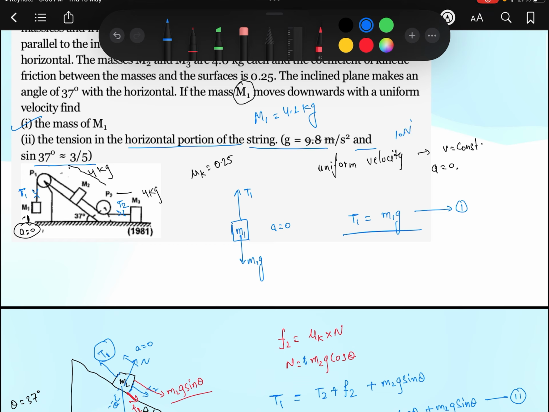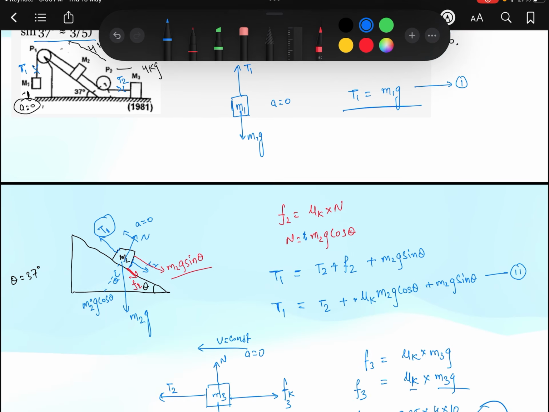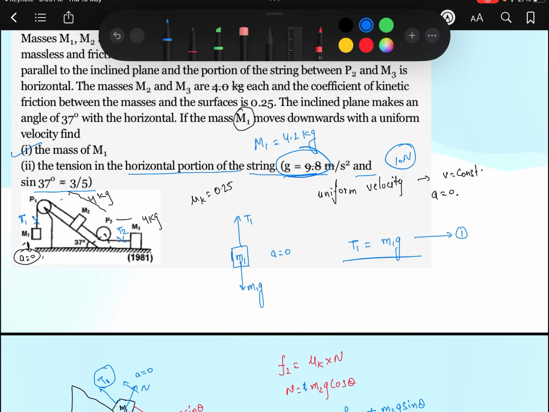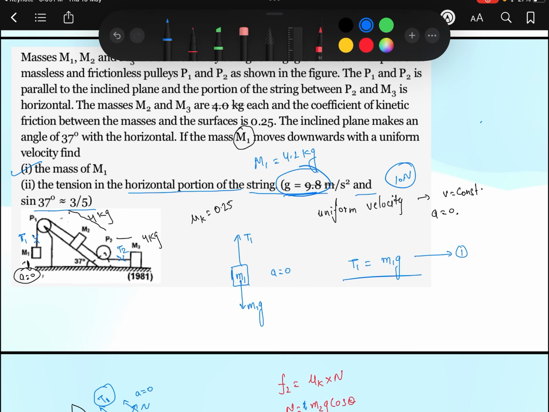Actually we had to use the value of g as 9.8, but since we are using 10, we are getting F3 equal to 10 Newton, that is equal to T3. If we use g equal to 9.8 meter per second square, then our tension value will be 9.8 Newton. But it is okay, we have used g equal to 10 meter per second square in the question.